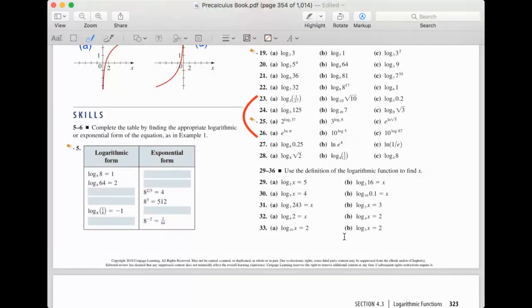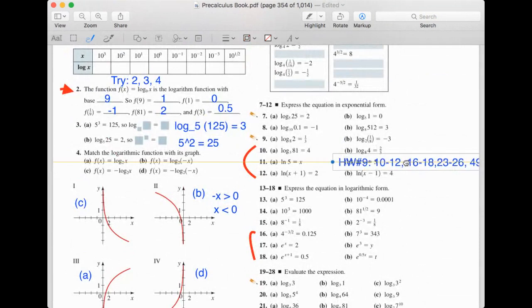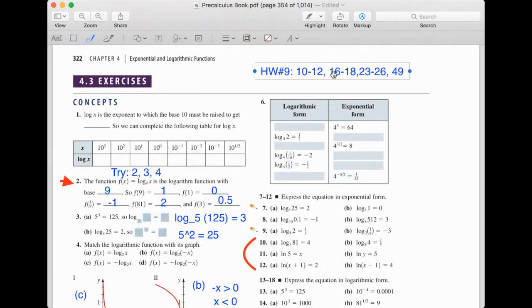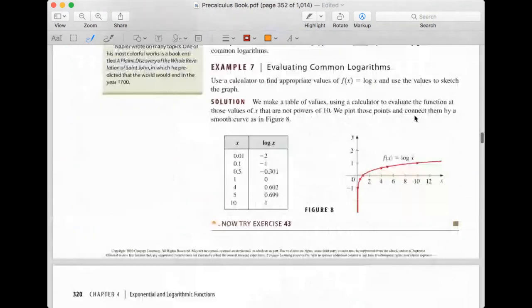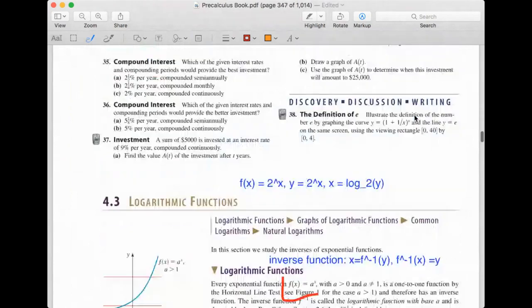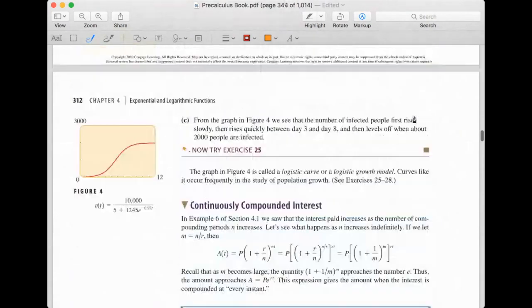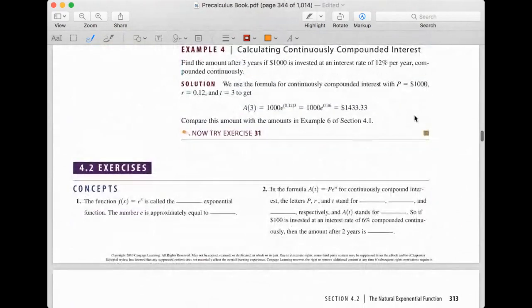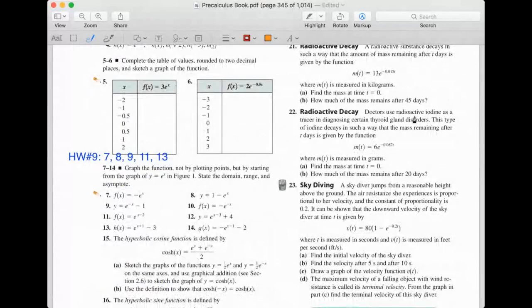This might be a little more, but it's good practice. 29 to 33. Okay. All right, so I'll write, let's see, 4.2: 7, 8, 9, 11, 13.